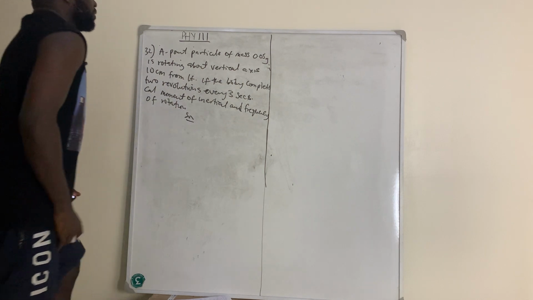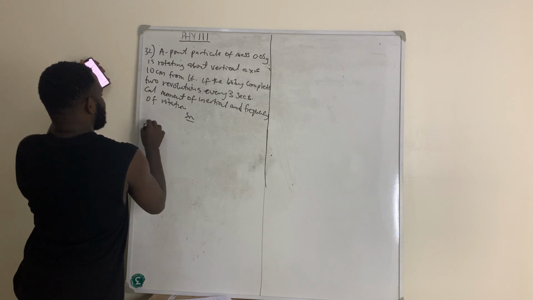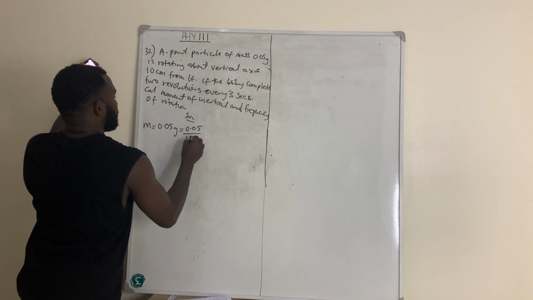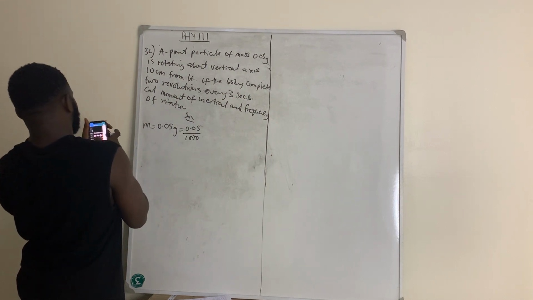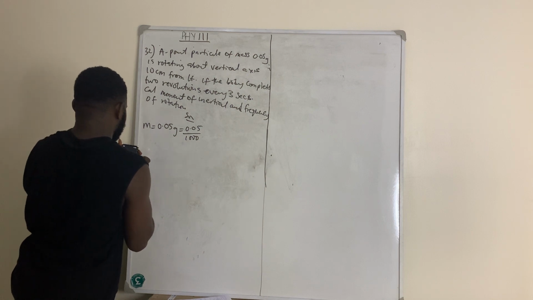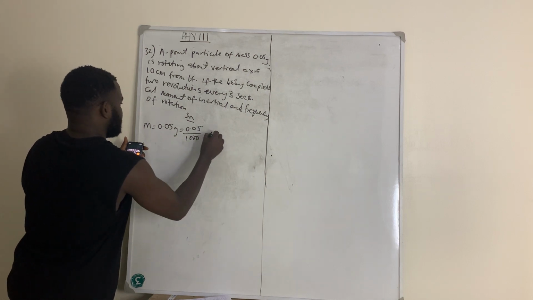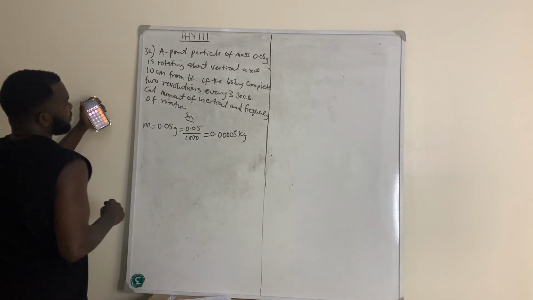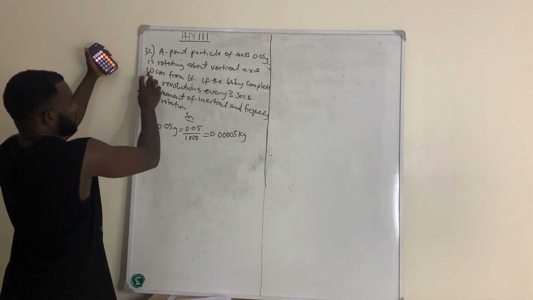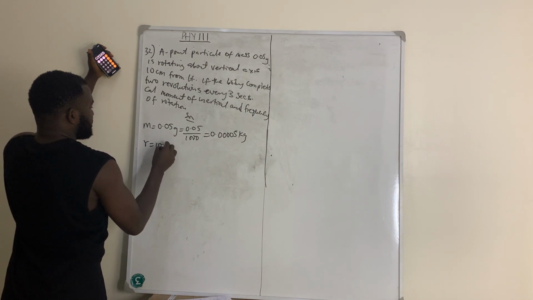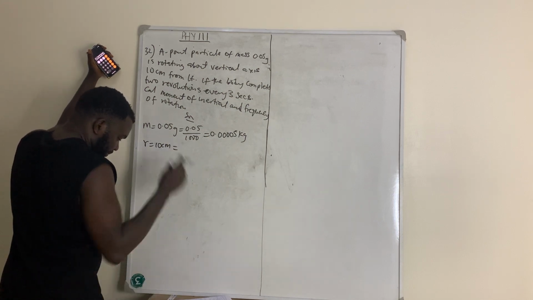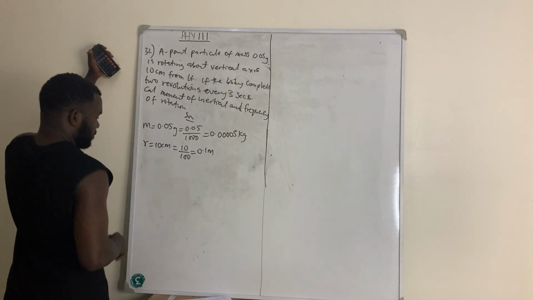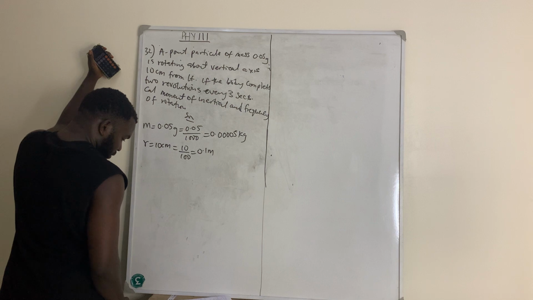Solution. Let's bring out our parameters. The first thing they gave us is mass, 0.05 gram, which we convert to kilograms by dividing by 1000. The next thing they gave us is the radius of rotation, 10 cm. If you convert it, you have 10 divided by 100, which is 0.1 meters.